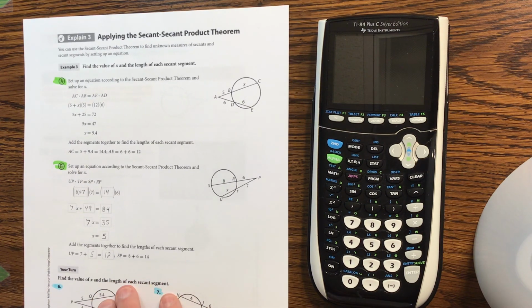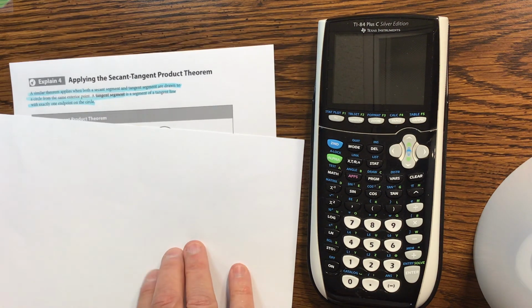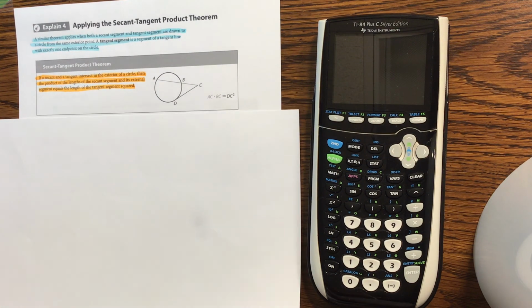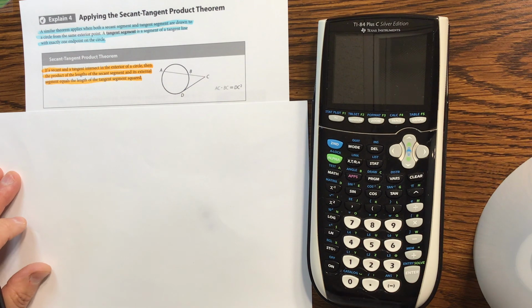And we have one more. Like I said, these are relatively easy. The next one deals with the secant tangent product theorem. So we did 3 of these. The first one we dealt with was the chord product theorem. The next one we did is the secant product theorem. And now we're going to do the secant tangent product theorem.